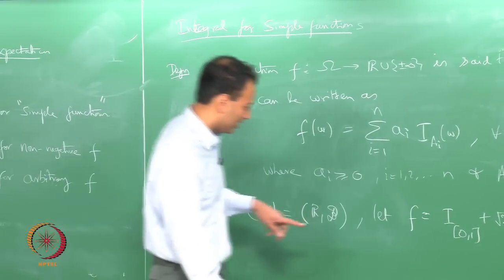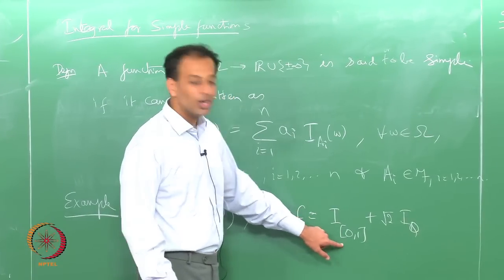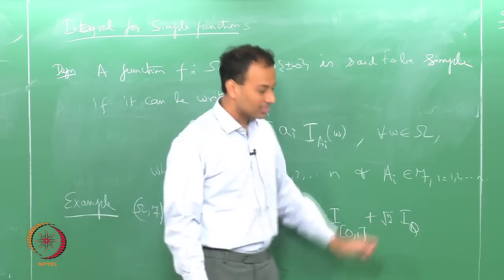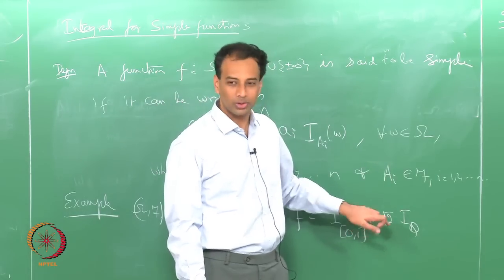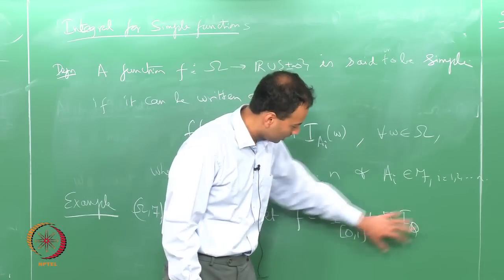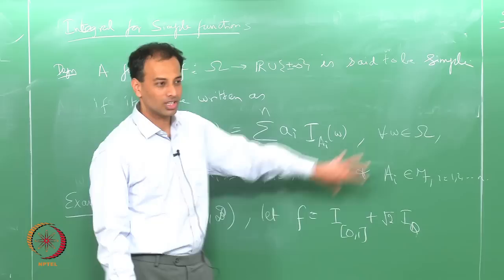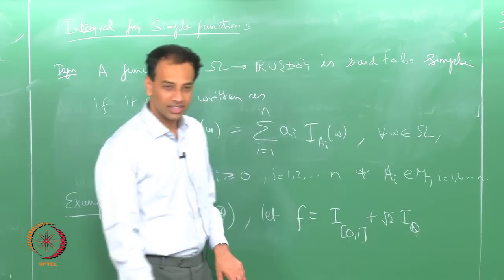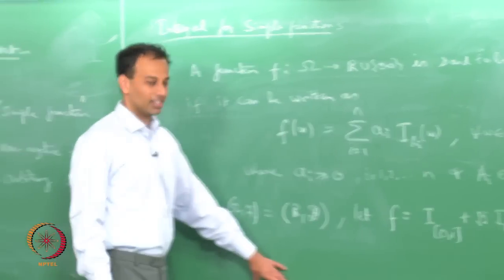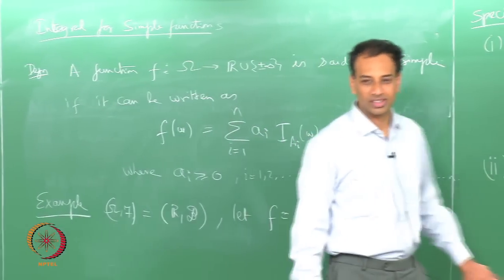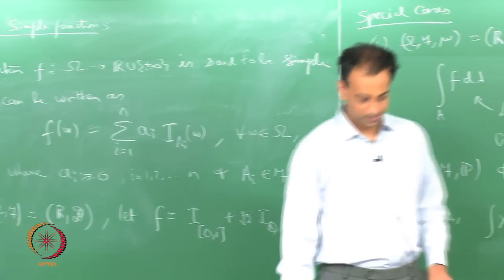Plotting this is a little difficult. So, indicator 0 1 we know how to plot, it just takes the value 1 in the interval 0 1 and it takes value 1 at square root of 2, right. This guy takes value square root of 2 at all rational points and you have to plot the sum of the two functions, right. So, it is a little bit tricky to plot. If this set were also an interval, you can easily plot it, right.